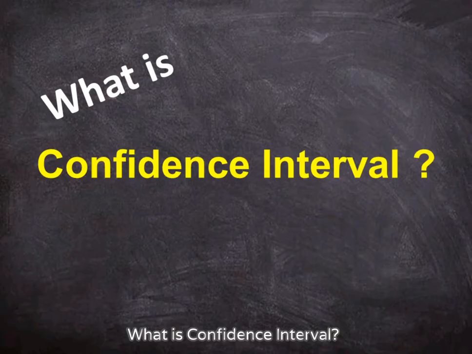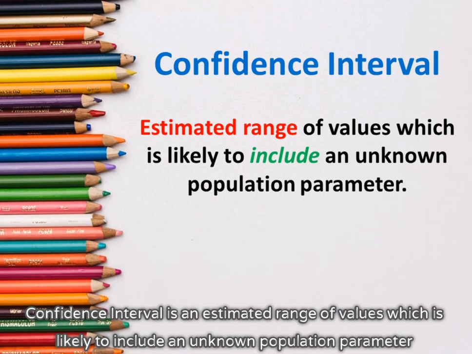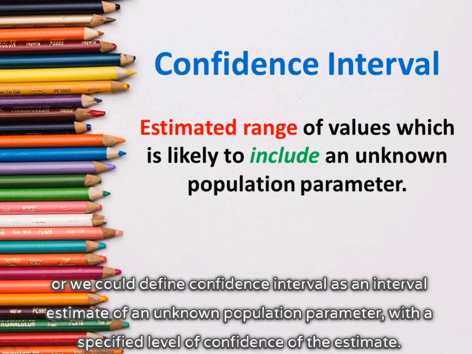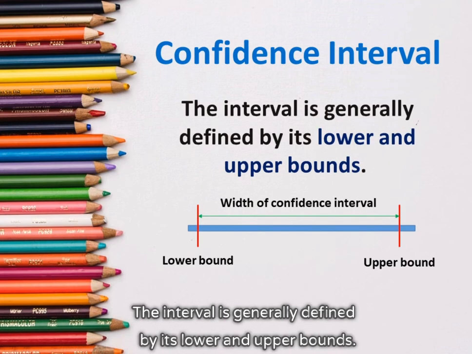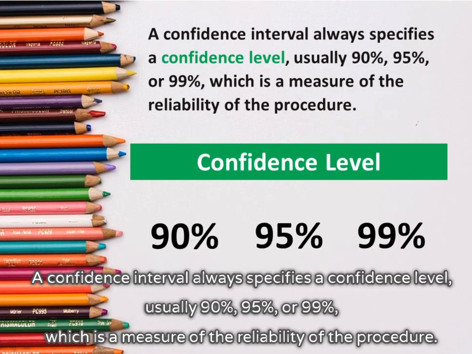What is confidence interval? Confidence interval is an estimated range of values which is likely to include an unknown population parameter, or we could define confidence interval as an interval estimate of an unknown population parameter, with a specified level of confidence of the estimate. The interval is generally defined by its lower and upper bounds. A confidence interval always specifies a confidence level, usually 90%, 95%, or 99%, which is a measure of the reliability of the procedure.